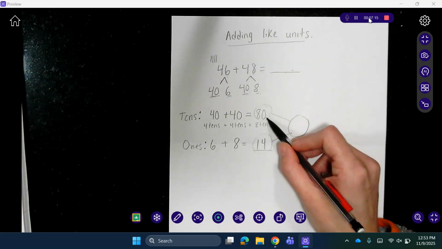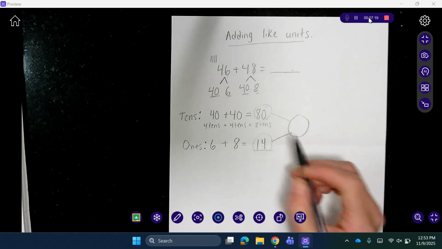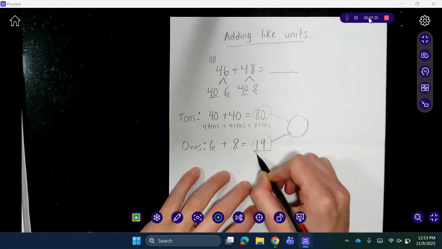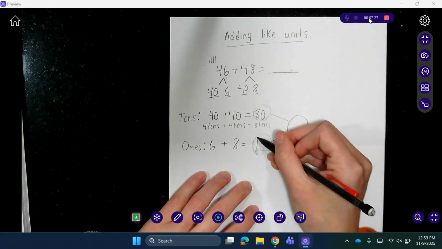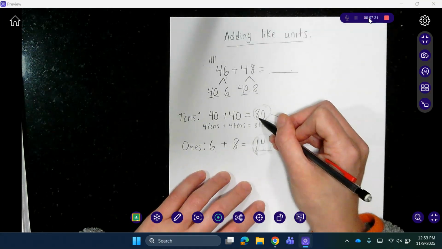Actually, let's go ahead and add this together. So we have 80 plus 14 more. We know that there's a 10 in 14. See, this 1 is a 10. So we can add one more 10 to 80. 8 tens plus 1 ten.